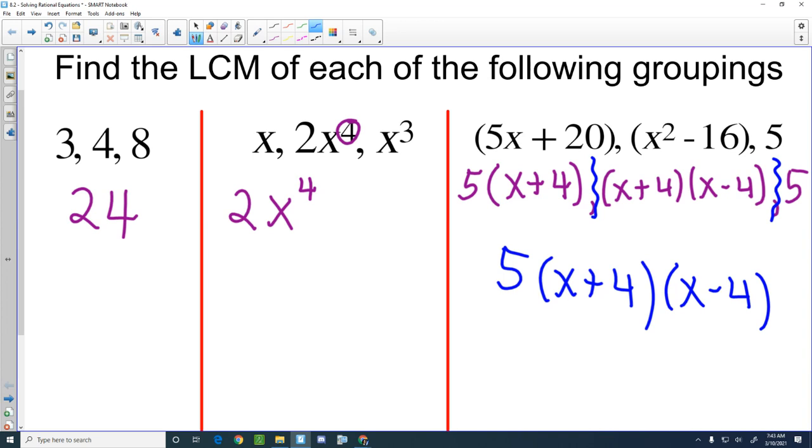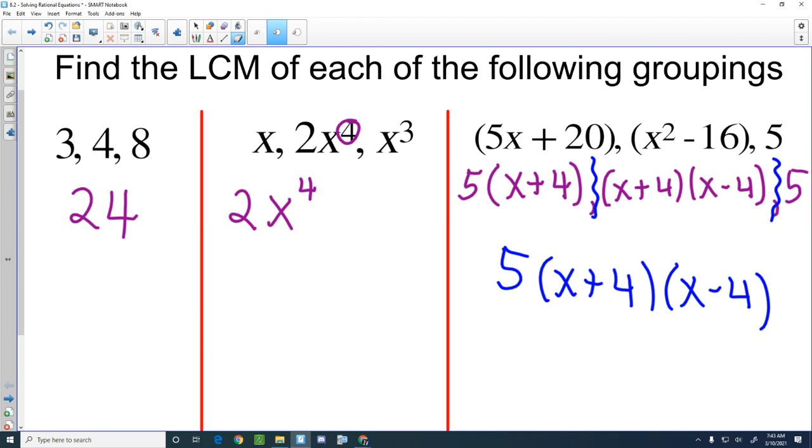So in terms of polynomials, identifying the LCM or least common multiple, this is what we're going for. Do we have all of the factors? So 5, x plus 4, x minus 4 would be the LCM. I could divide that by each of those previous terms, and it would divide evenly. They're all multiples of those original factors.